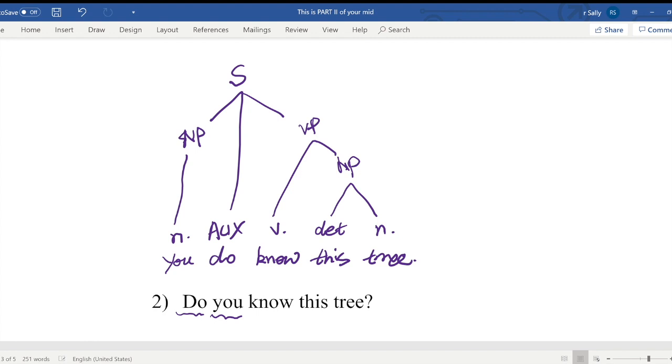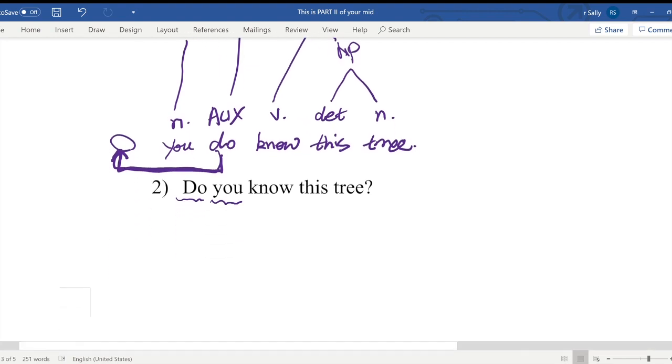Remember, very importantly, when you draw trees for questions, you need to mark the movement. So we need to mark the do. Do you know this tree? Very good. The next question.